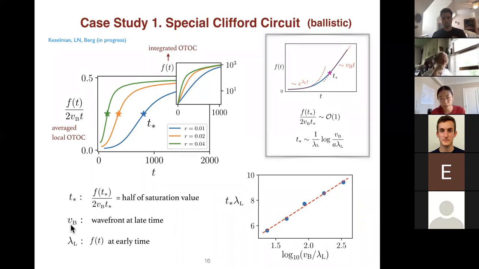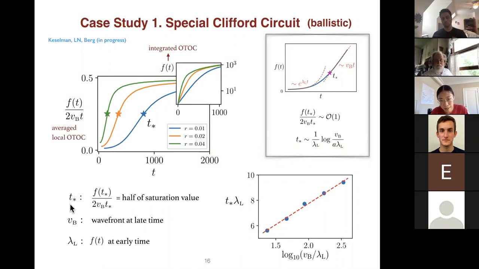For a case that I'm going to mention next, where you don't have a precise ballistic butterfly constructor, we can also determine VB by looking at the wavefront at late time, how the wavefront propagates. You can fit a linear behavior using that and get the VB. And this Lyapunov exponent, you can fit by looking at this graded OTOC at early time. So you can precisely extract VB and lambda L from numerical simulation.